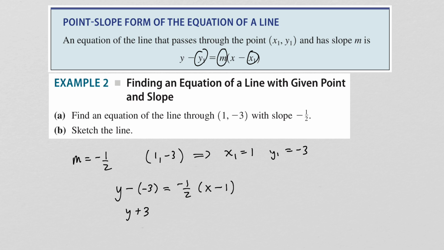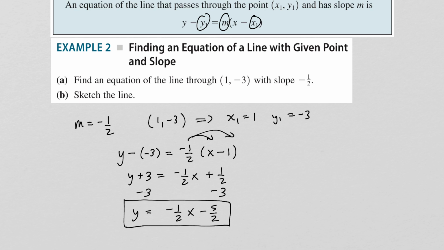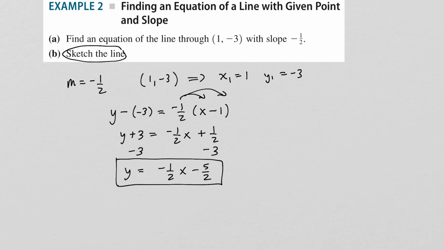This is y plus 3. And now if we distribute here, we get negative 1/2 x plus 1/2. And as our last step here, I can subtract 3 from both sides, and that will give us y equals negative 1/2 x. And then 1/2 take away 3 is negative 5/2. So even though we use the point slope equation of a line to get the equation, we typically solve for y when we're finished. All right, let's take a look at the second part, which says to sketch the line.